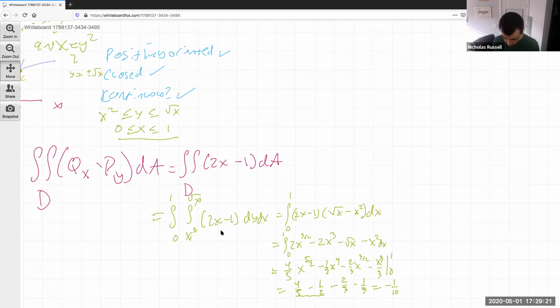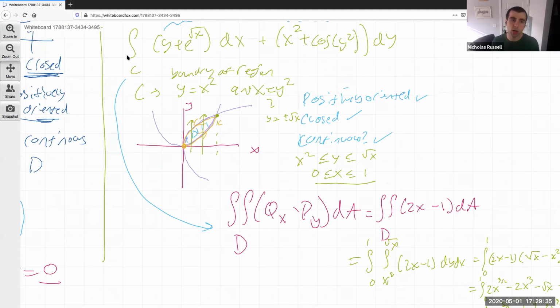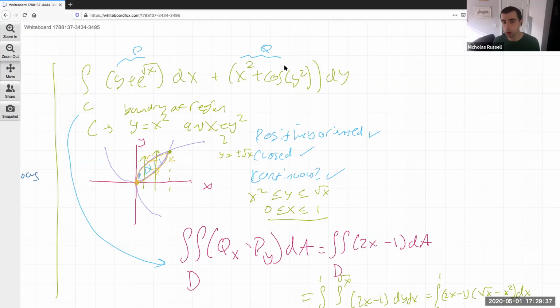Over here, this will just be a -1, so -11/10. That's my answer. So what did we do here? As a reminder, we saw this integral. It was horrifying. It was pretty bad.